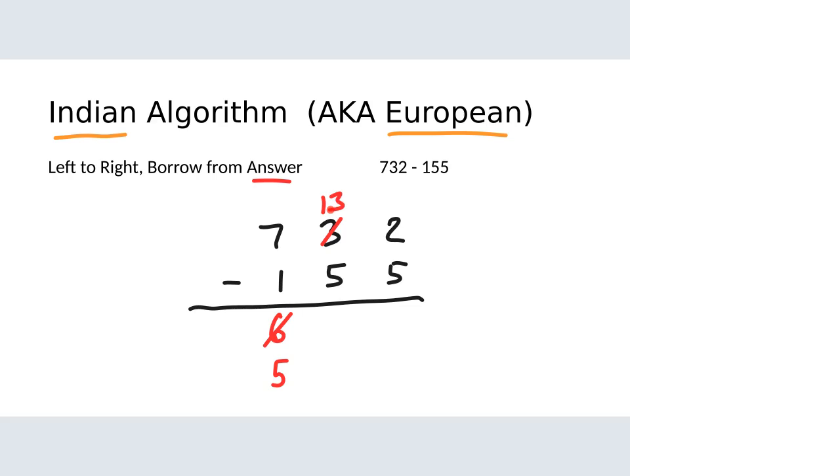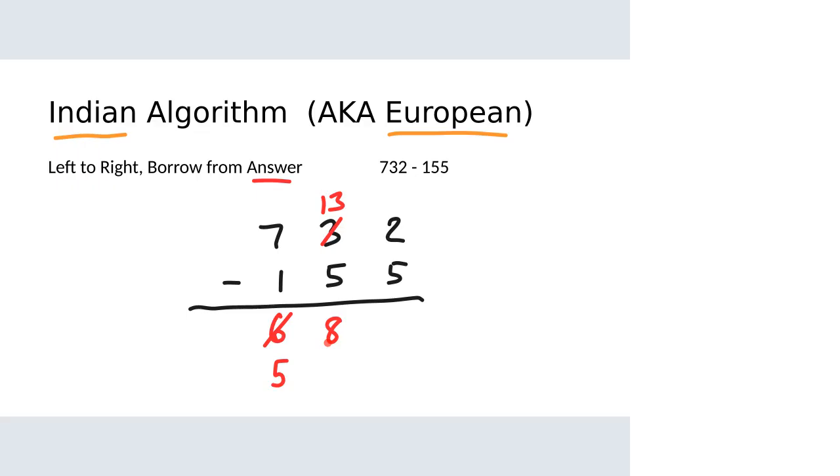And now I can subtract 13 minus 5. That would be 8. Done with the tens column. Now I'll move to the right and go to the ones column. And I'd love to do 2 minus 5, but I can't. I can't do 2 minus 5. So I'm going to have to borrow again.